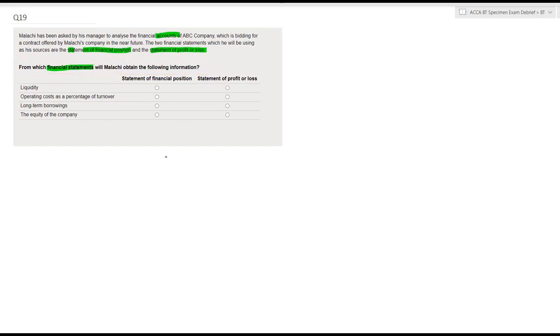So this really is testing our knowledge of what goes into a statement of financial position and statement of profit or loss. The statement of financial position is that snapshot of the organization's assets, liabilities, and equity at a point in time, whereas the statement of profit or loss is a history book, which will give me a record of the sales, the purchases, and other expenses over a period of time.